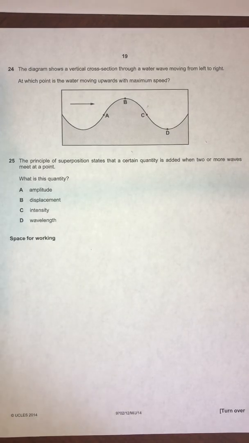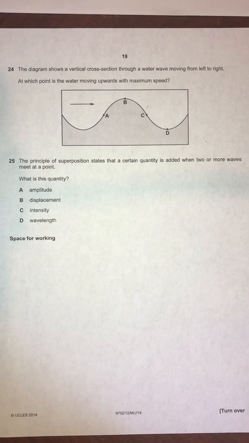Hello. In this video, I'll be going over a question related to the learning outcome: describe the motion of transverse and longitudinal waves. The question comes from ACE Physics Syllabus Code 9702, Paper 12 from May-June 2014. Question number 24 reads, the diagram shows a vertical cross-section through a water wave moving from left to right.